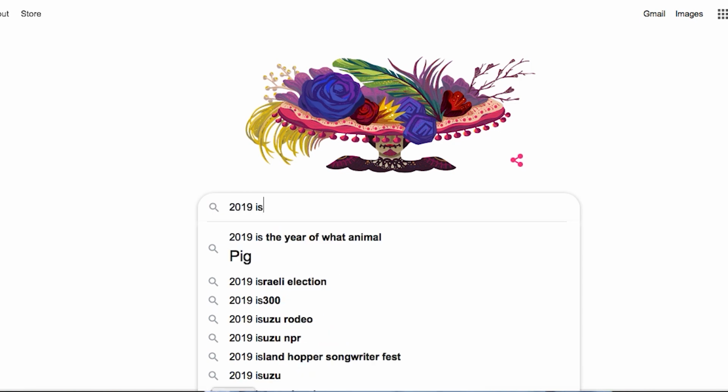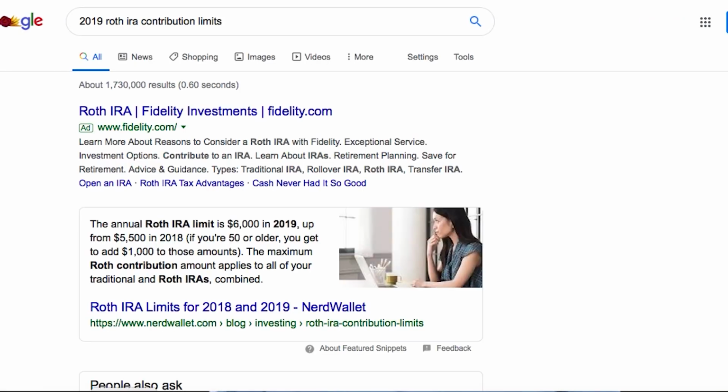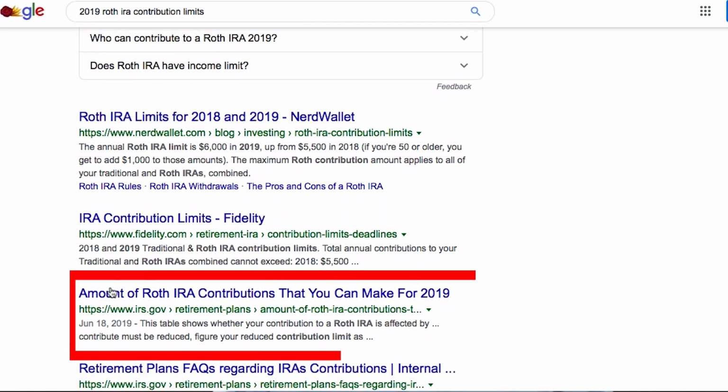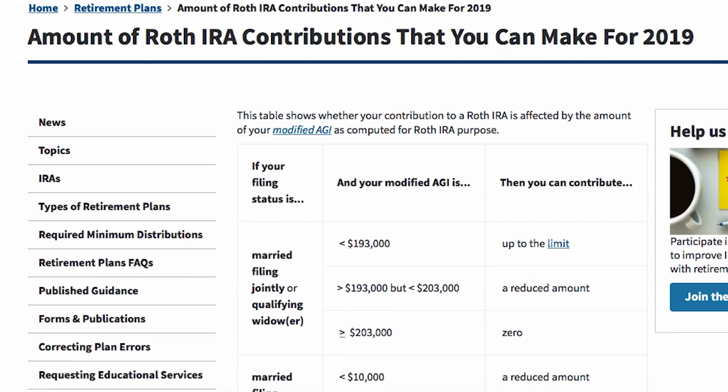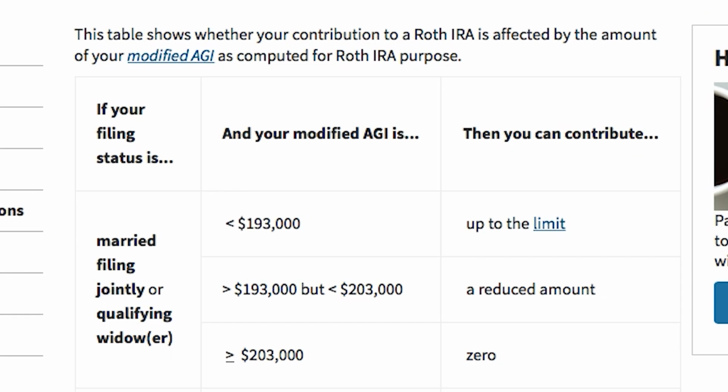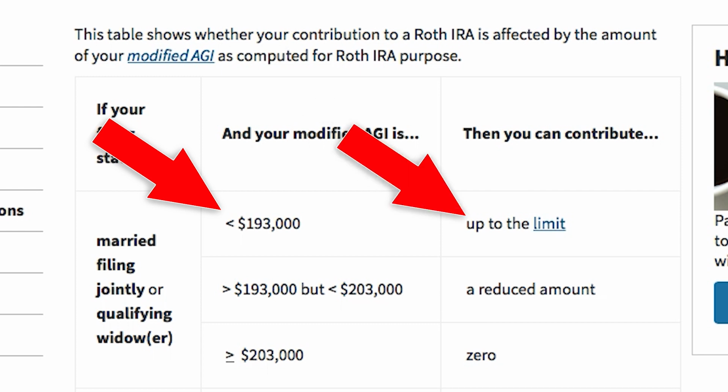So this is straight from the IRS's website, and this is the amount of Roth IRA contributions that you can make for 2019. And you can see right there, married filing jointly or a qualifying widower. Now, if you're married filing jointly and you earn as a household under $193,000, you can put the full amount, that's $6,000, or if you're 50 and older, the additional $1,000, bringing it to $7,000.